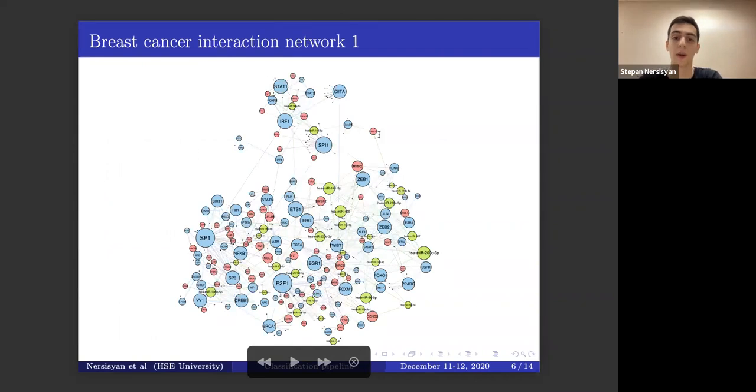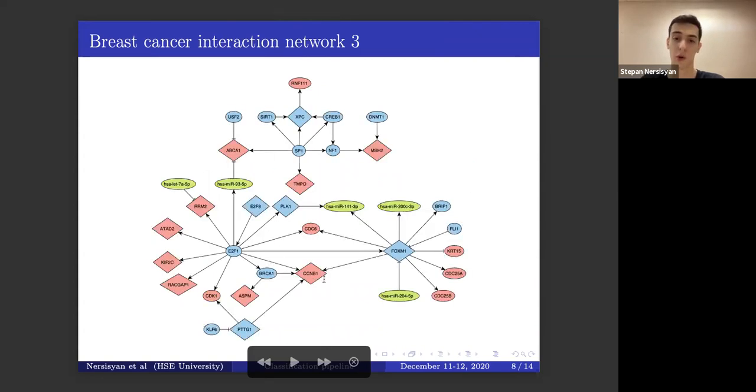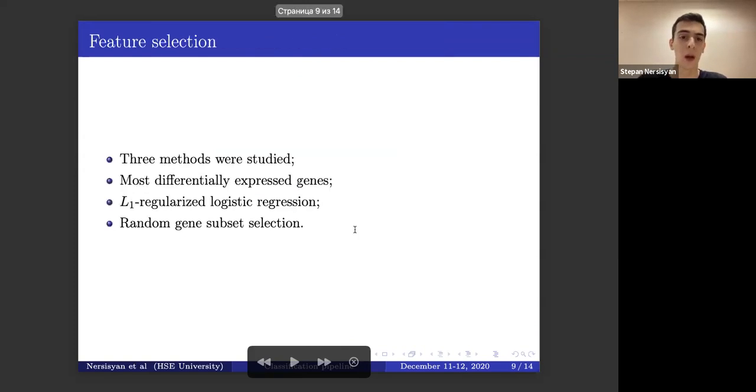So these are some pictures of the network, the breast cancer interaction network. This is a global overview, and there are some fragments of the network. This is a strongly connected component, and here's a component composed of highly reliable prognostic genes. From the point of feature selection, we used 3 methods, including selecting most differential expressed genes, L1 regularized models such as logistic regression, and then we selected random gene subsets.